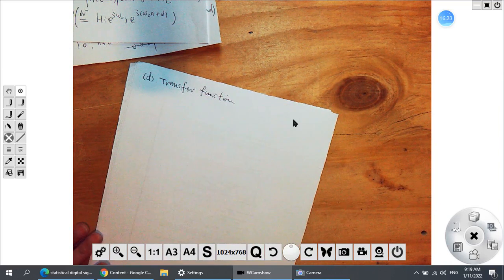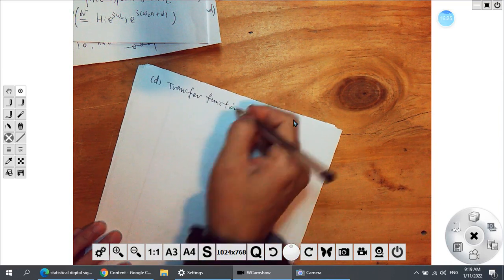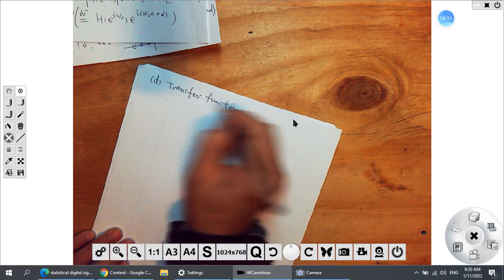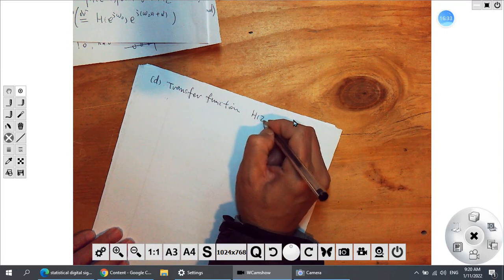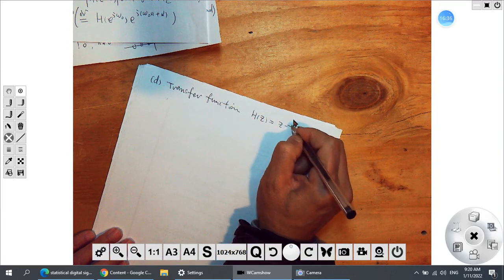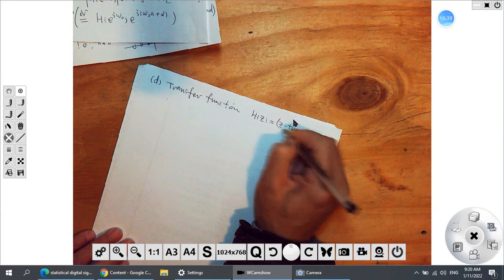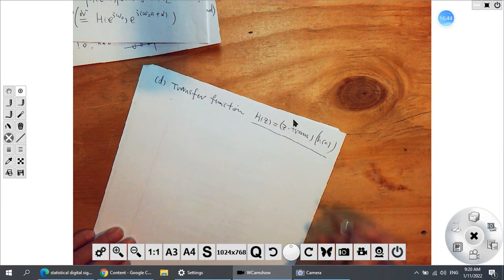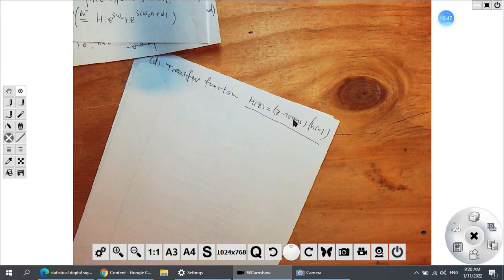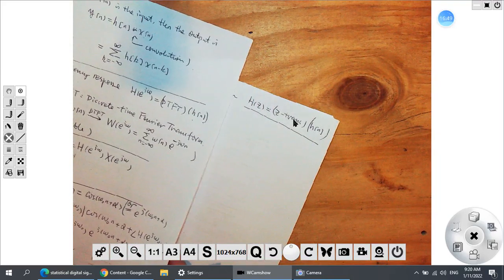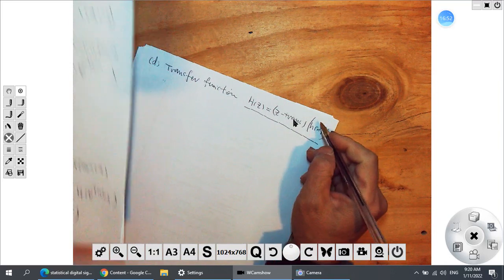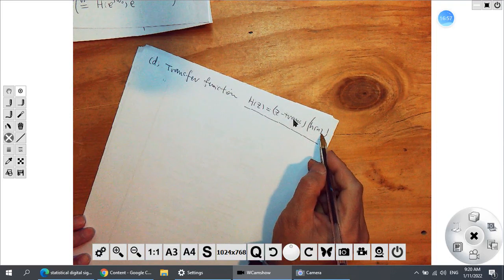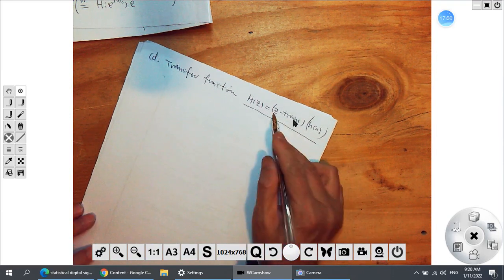Transfer function. For the transfer function, we have h of n, then we perform the z transform on h of n. Then we have h of z. So both the frequency response and the transfer function are coming from h of n. Just use a different transform. Right?